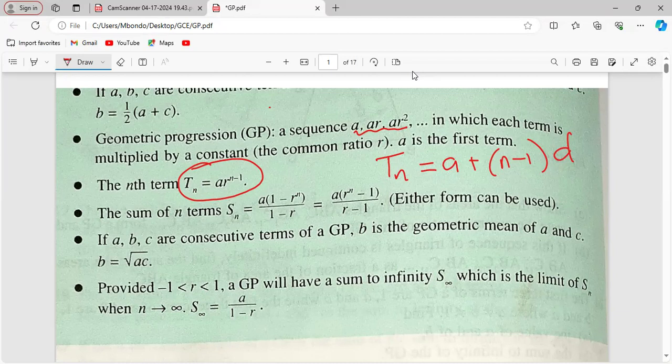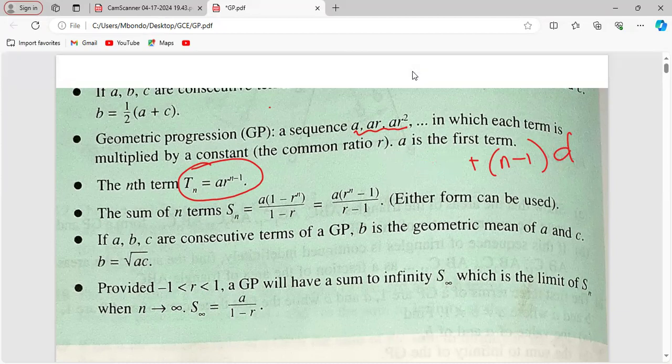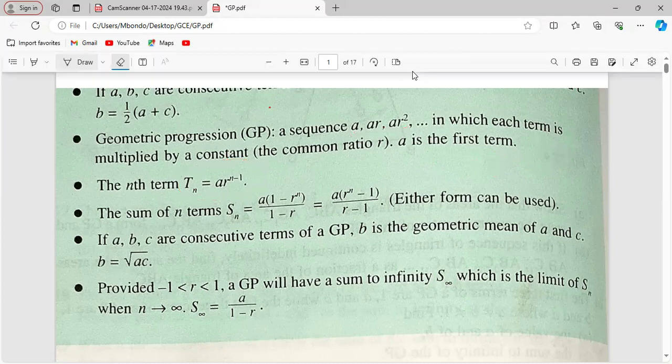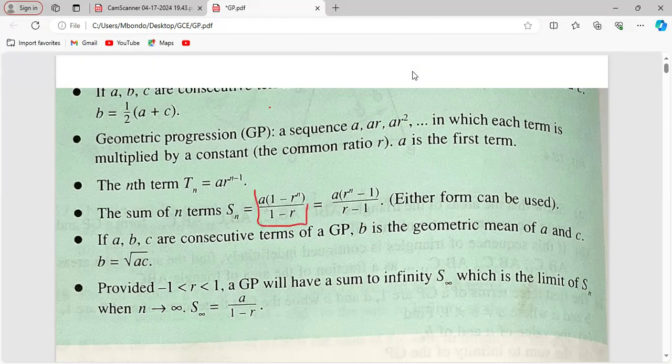That's how it is. And then, if you remember, even under AP we had the formula that we used to find the sum of a given number of terms in the sequence. So in this case, we have these two formulas here. You can use either of them, but the second one here, I want you to see the difference. The second one is more appropriate to use when R, which is the common ratio, is greater than one.